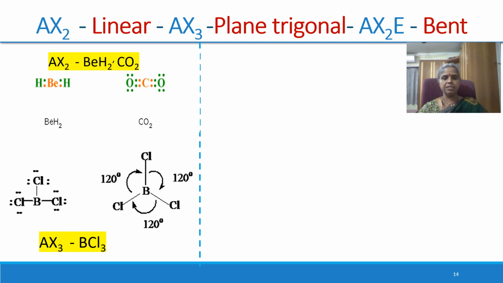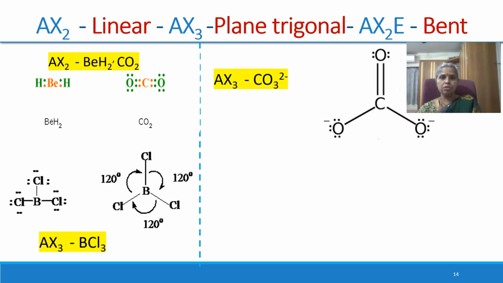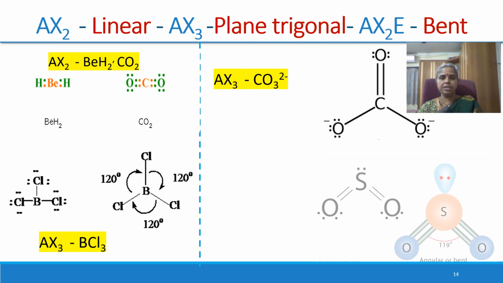Of course, let us see the next example. You can see the carbonate ion here, CO3 2 minus. CO3 2 minus is AX3. Here there are 4 atoms in this molecule, but since carbon does not have any lone pairs, there is no deviation. The molecule has a 120-degree bond angle between oxygen, carbon and oxygen.